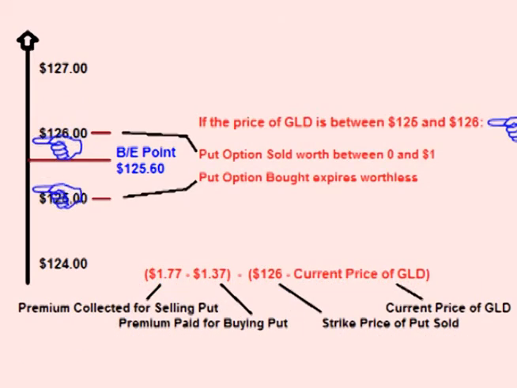If the price of GLD is between $125 and $126, the put option the trader bought expires worthless. However, the put option the trader sold has between $0 and $1 worth of intrinsic value per share. The trader loses this value. However, he was paid 40 cents a share up front, so his profit or loss is the premium that he collected up front, minus the intrinsic value of the option that he sold. The break-even point on this trade is $125.60 a share.